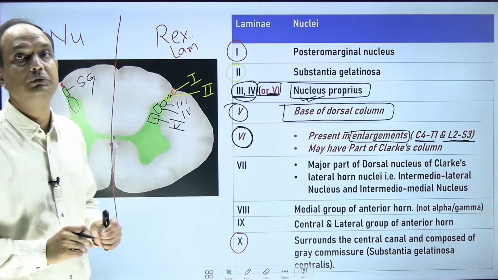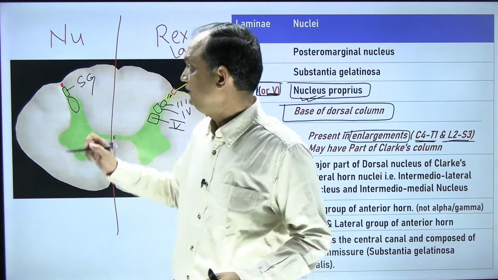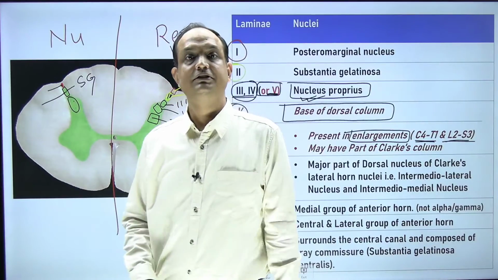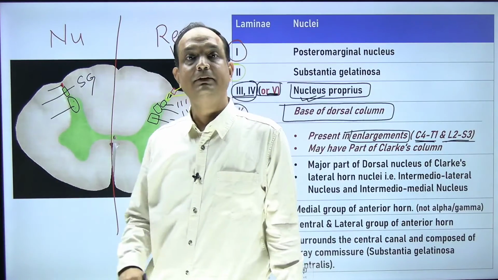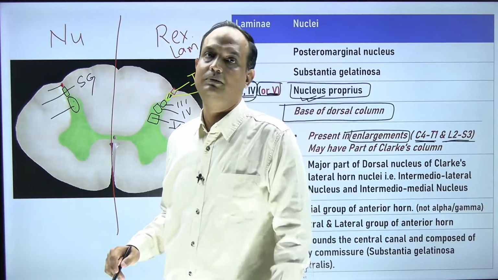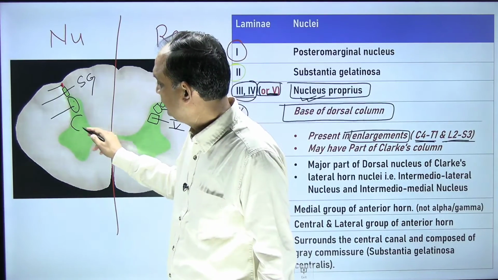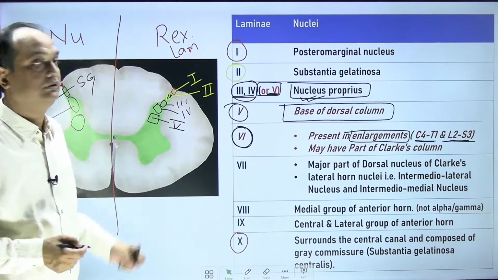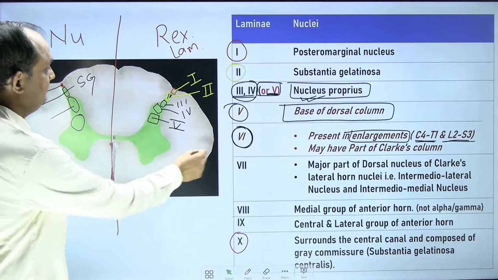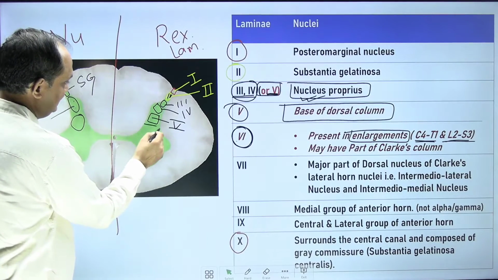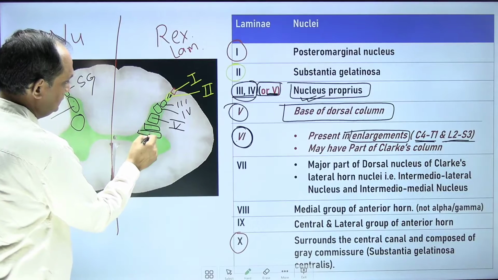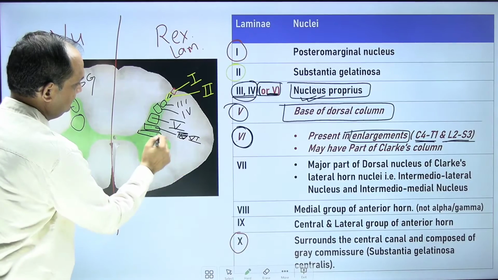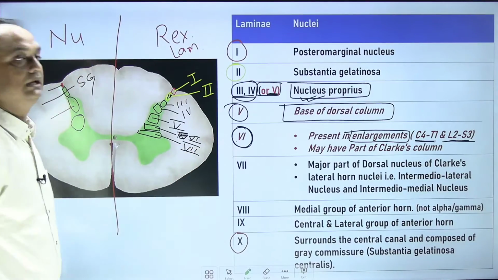And you know that in the sequence of the nuclei in the dorsal horn, if you start from the apex, first is the marginal nucleus, then substantia gelatinosa, then nucleus proprius, then what is the next? Clark's column. So when you are drawing the dorsal nucleus of Clark, or Clark's column, and you come to the laminar architecture, you will find that 6 and 7, both are occupying the area for Clark's column.